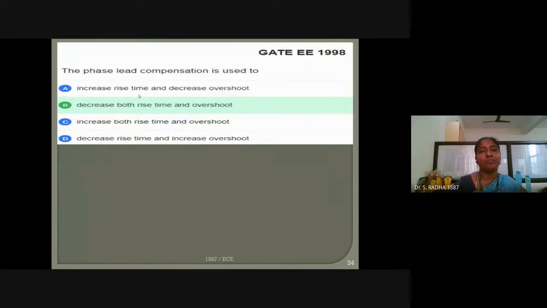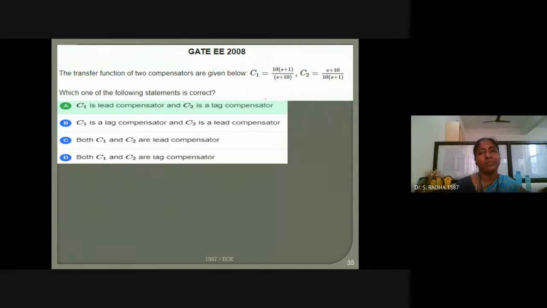Phase lead compensator decreases rise time and decreases peak overshoot. This is the behavior of the lead compensator. Here you can see, with this I will close for today.